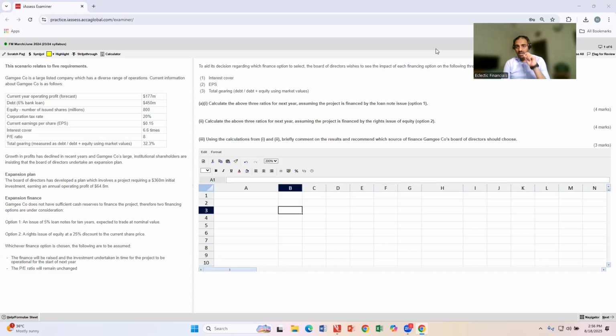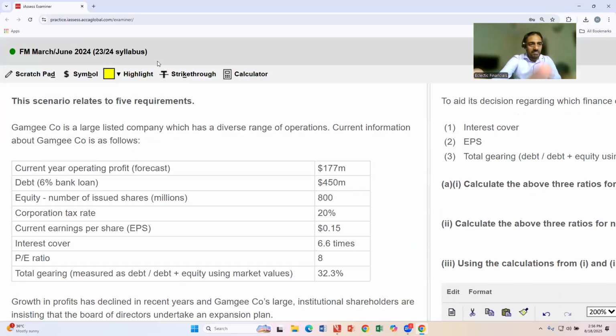Agenda: a very specific agenda, a practice question named Gemgee Company, from the exam attempt of March, June 2024.